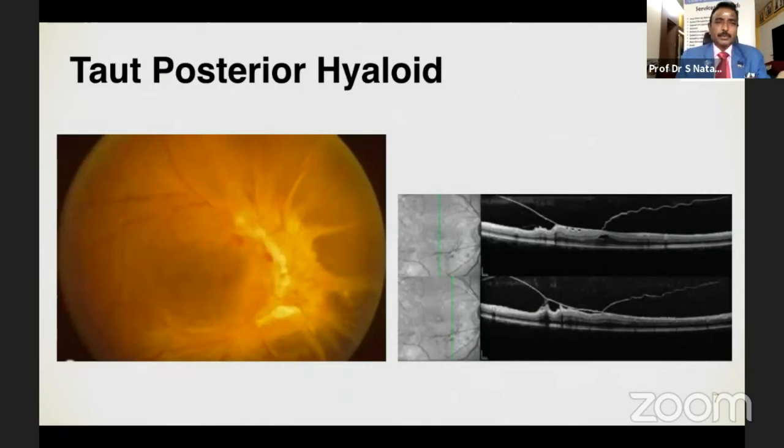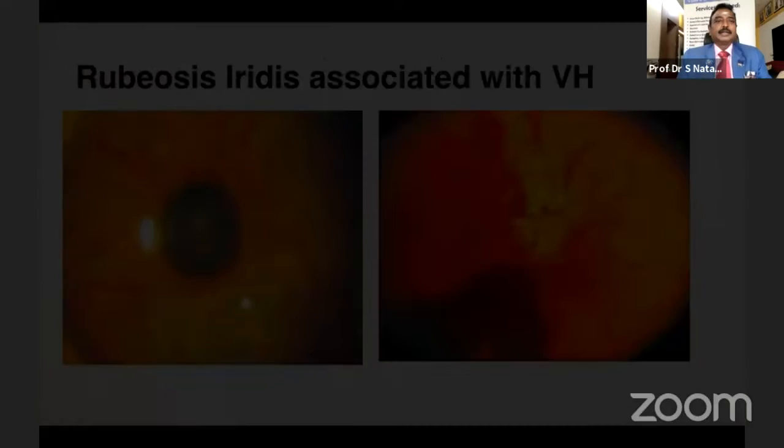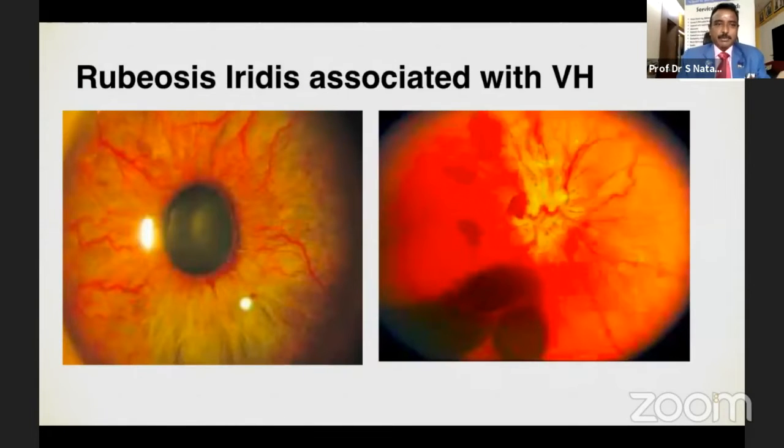And this is a taut posterior hyaloid following a proliferative diabetic retinopathy, producing fibrous tissue and contracting the macula. And then you have this, once upon a time, rubeosis iridis associated with vitreous hemorrhage was a contraindication. Nowadays, I give intracameral anti-VEGF, and a day later, I do the vitrectomy and do an extensive pan-retinal photocoagulation.